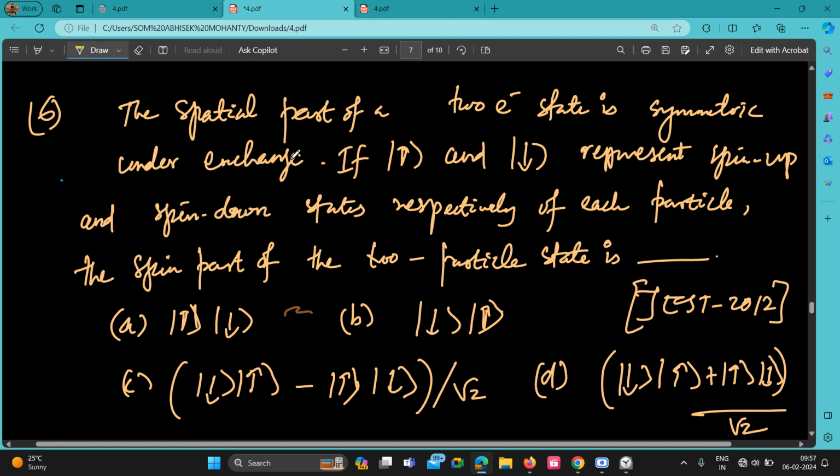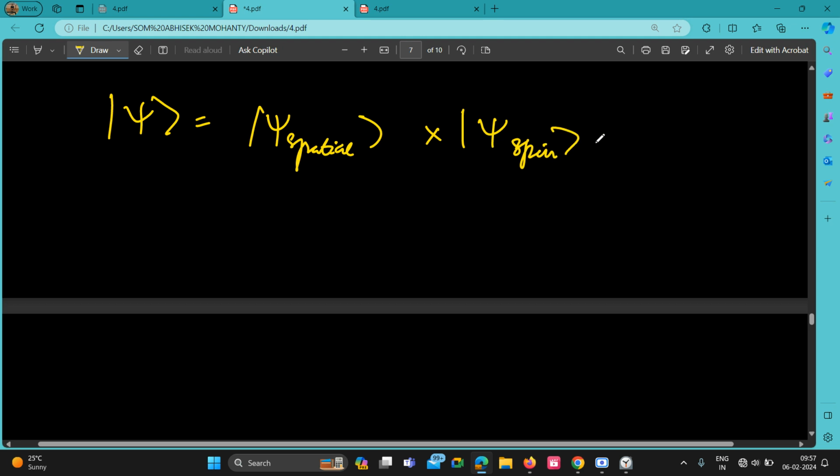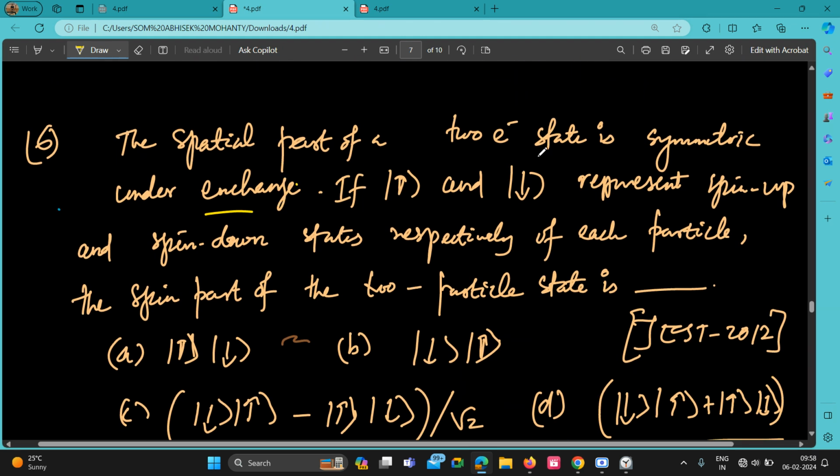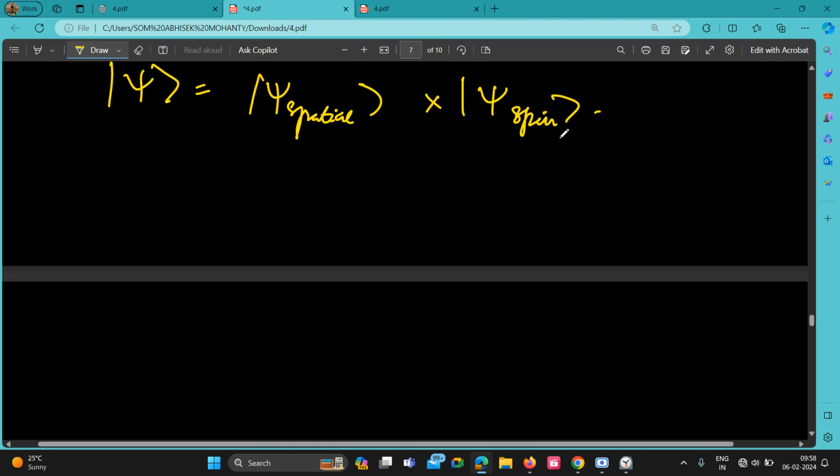The spatial part is symmetric. See, psi should be what? Psi spatial times psi spin. So here these are electrons, two electron states. Electrons are what? Are they boson or fermion? Electrons are fermions.